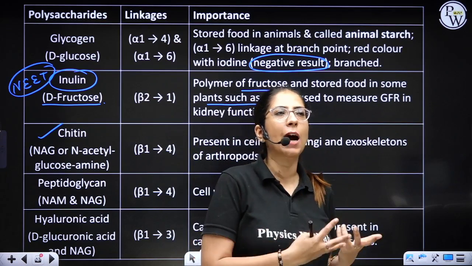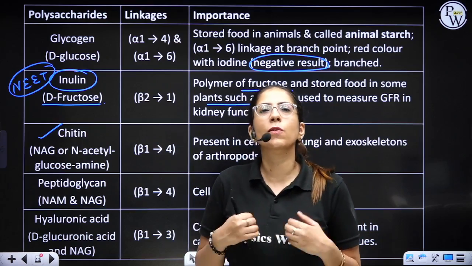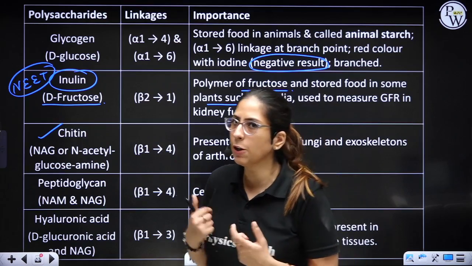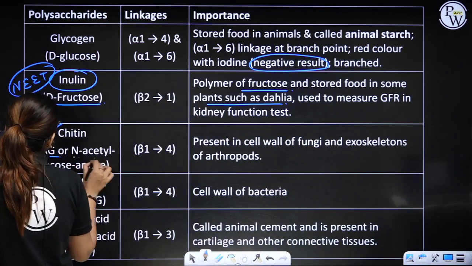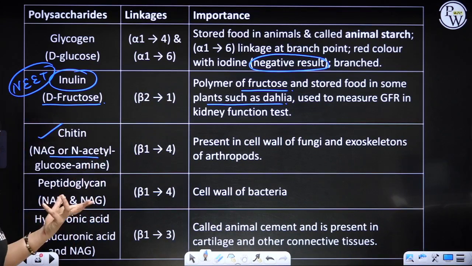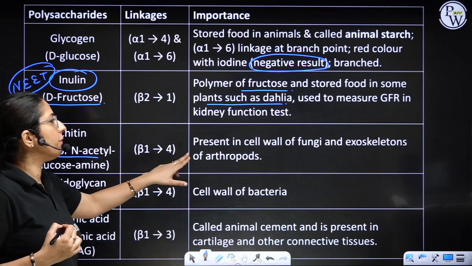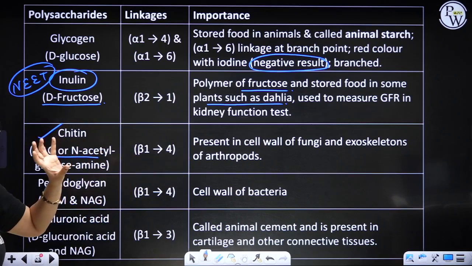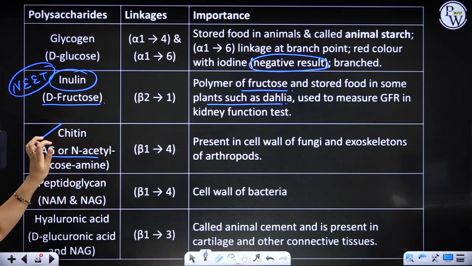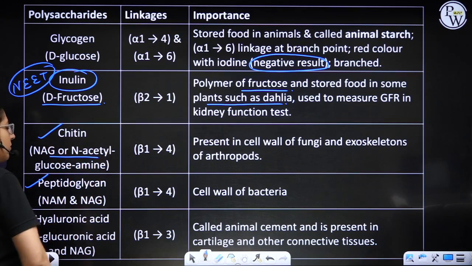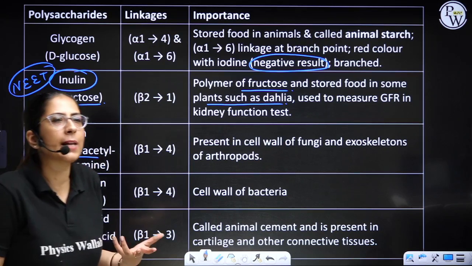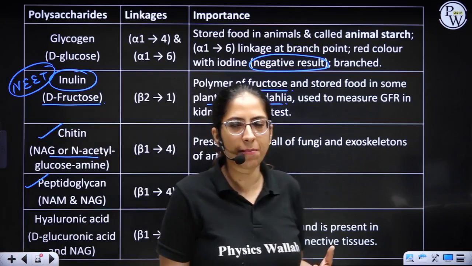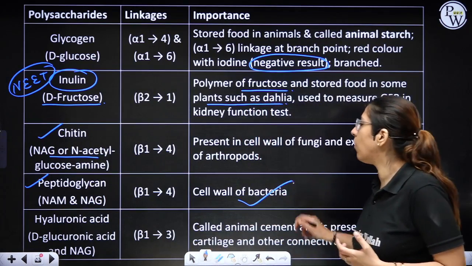So when we talk about the arthropod, this is made up of NAG. What is the full form of NAG? That is N-acetyl glucosamine. Nag in Hindi, that is a snake. So beta 1,4 linkage is present. Here the monomeric unit is NAG. Peptidoglycan is made up of NAG and NAM, N-acetyl muramic acid and N-acetyl glucosamine. They are present in the cell wall of bacteria.